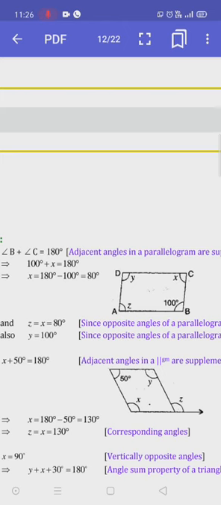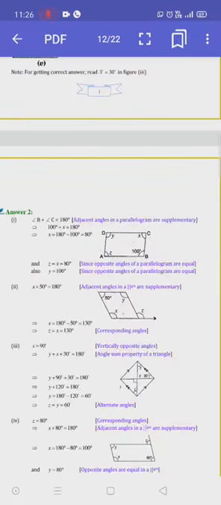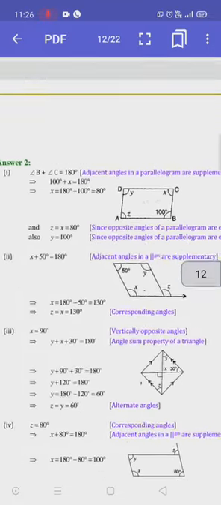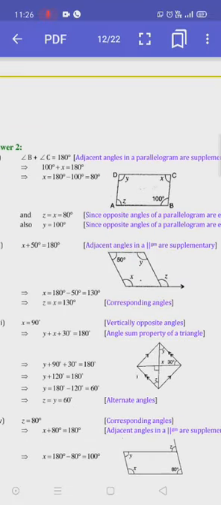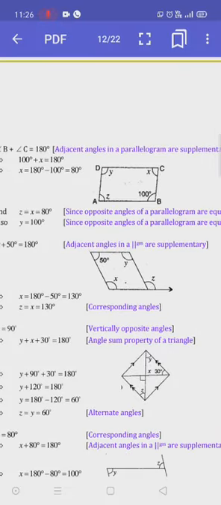Now my dear students, angles A and C are equal because they are opposite angles, so z also will be 80 degrees. Correct? Now angles B and D are also equal because opposite angles of a parallelogram are equal, so y also will be 100. Okay, now see the second part of the second question. It is given that, again it is a parallelogram, naming is not given, so it is a parallelogram. We have to get the value of x, y, z.